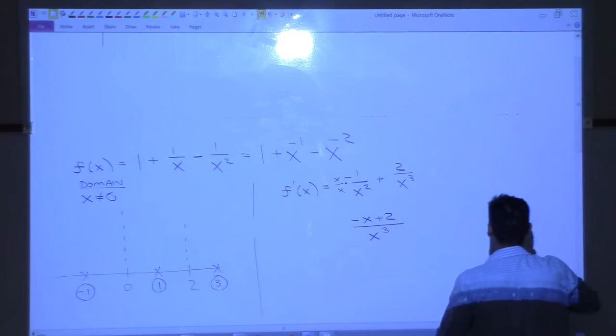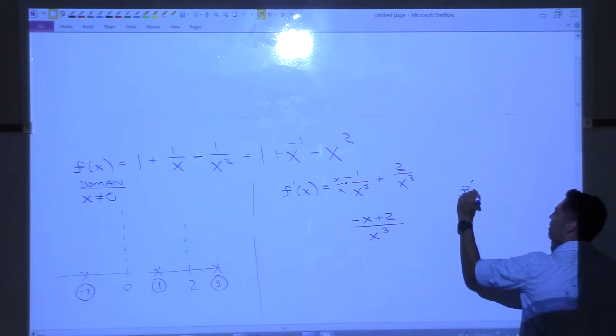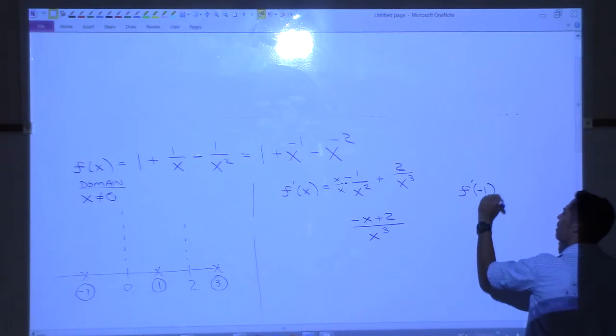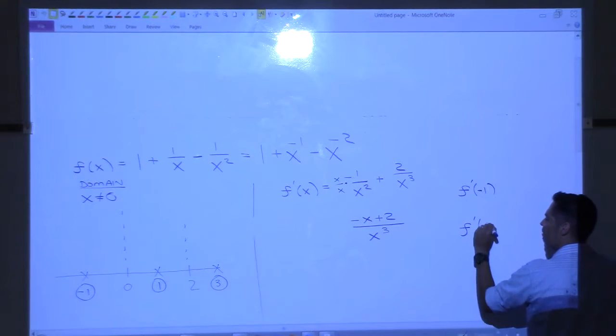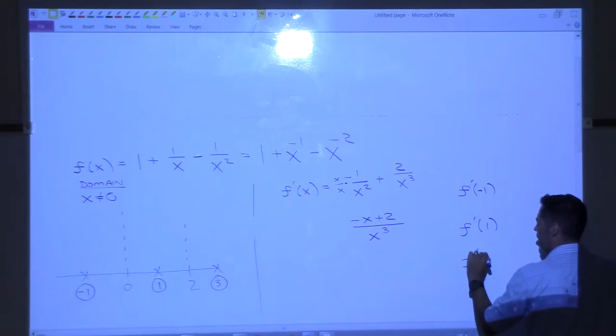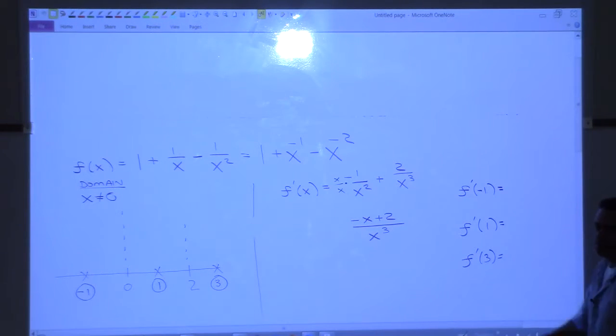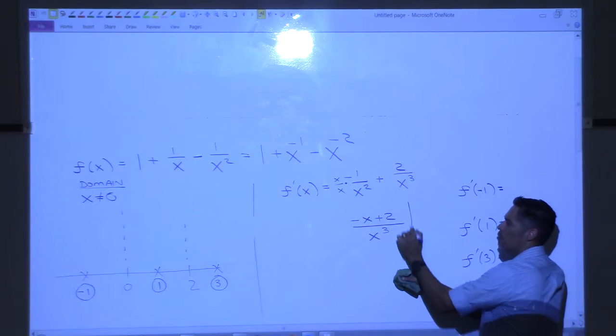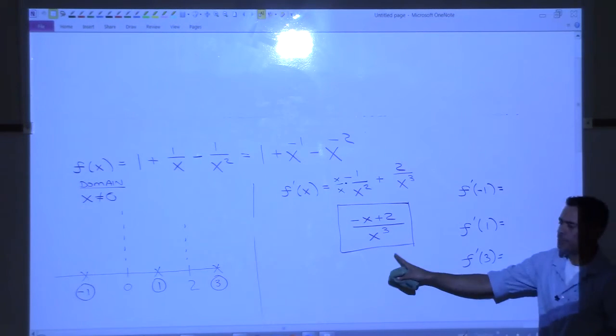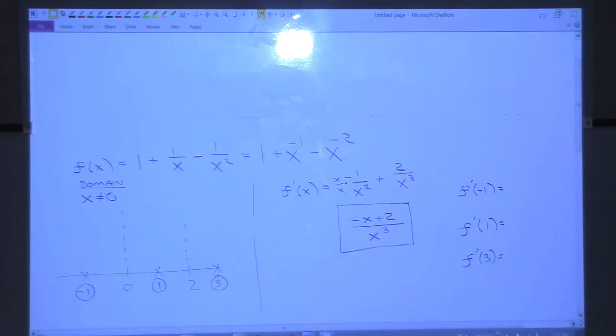So I need to figure out what's f prime of -1, what's f prime of 1, what's f prime of 3. Those 3 things we need to determine. And I conveniently left our derivative right here, the one that we cleaned up. That was it right there. I left it there so that we could use it. Questions? Do I need to slow down? You all doing all right?